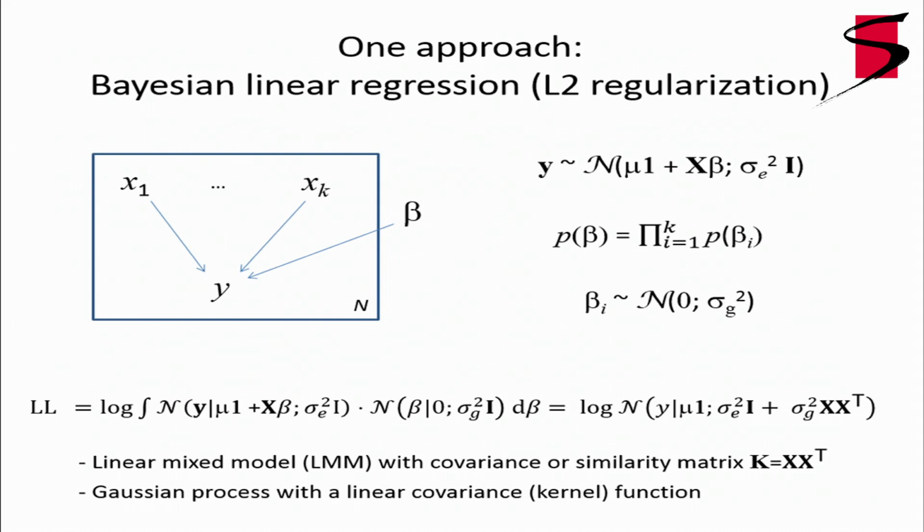And some of you might recognize this by a different name. This turns out to be a linear mixed model with a covariance or similarity matrix equal to XX transpose, where X again is the SNPs. So basically, the ijth element of this matrix corresponds to the dot product of the SNPs for person I and person J. It basically says how similar the two people are. So it's a linear mixed model. It's also, if you allow X to grow, a Gaussian process with a linear covariance or kernel function.